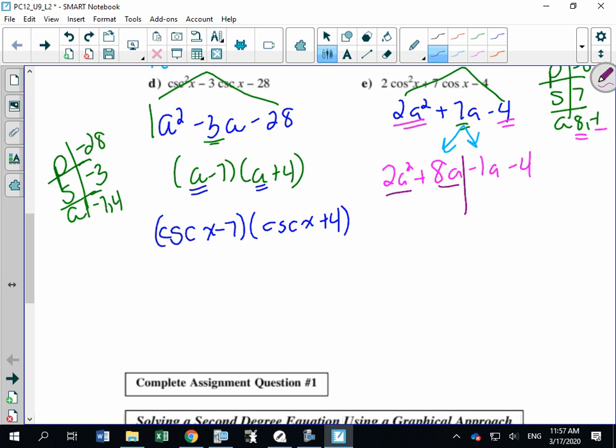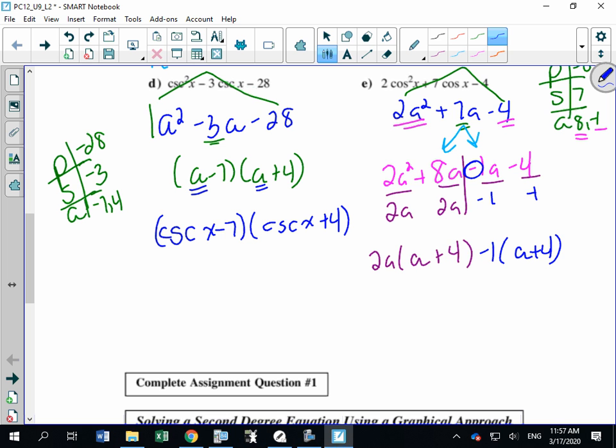So what you could take out of a 2A squared and an 8A is a 2A. That goes in front of your bracket, solution in the bracket: A plus 4. On this side, I could factor out a 1, and it's always the sign of the third term that is the sign of what you're factoring out. So it's a negative 1, A plus 4.